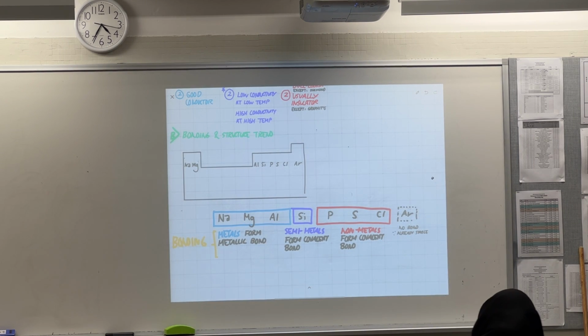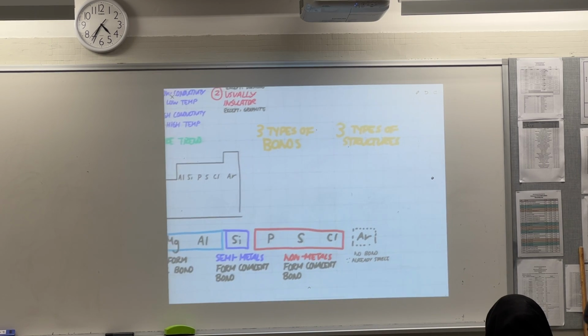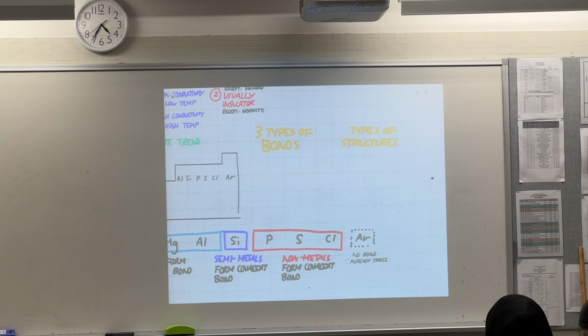So you know structure, maybe you can create a small table on the side. There are 3 types of bond in DSE chemistry, or in any chemistry for that matter. And there are 3 types of structures. Let me put that down. Well, actually, there are 4 types of structures, sorry. So there are 3 types of bonds, but 4 types of structures.